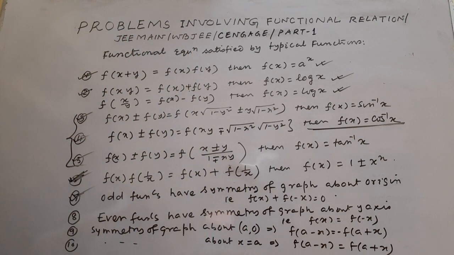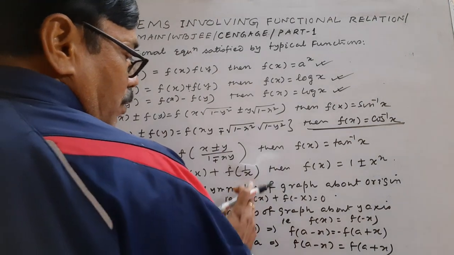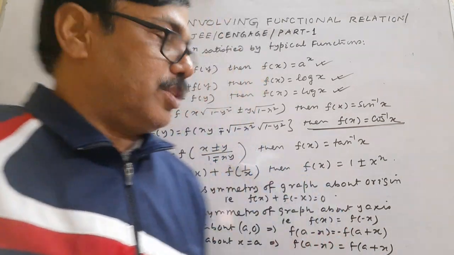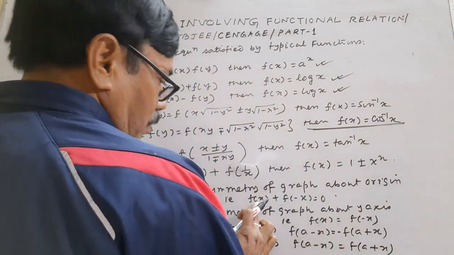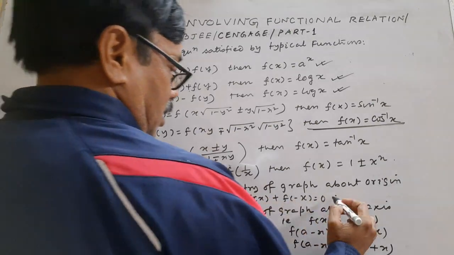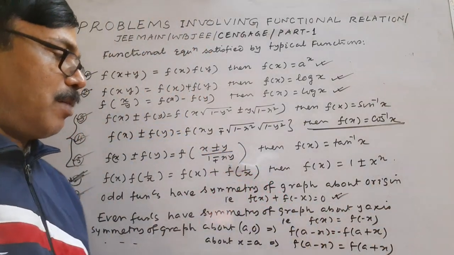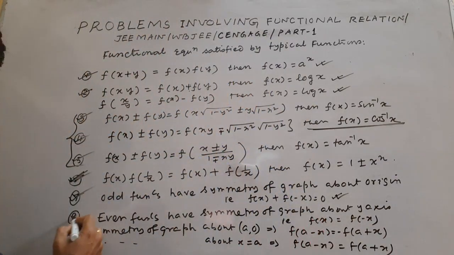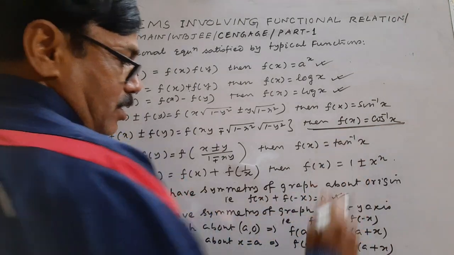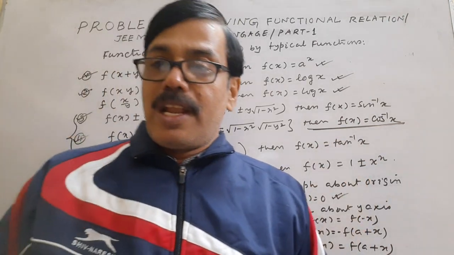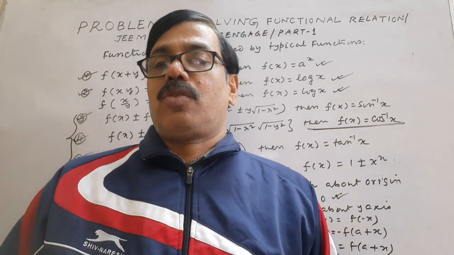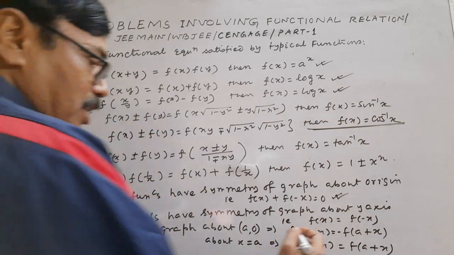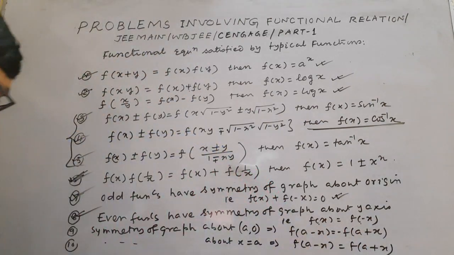Problem number 7. An odd function has symmetry of graph about the origin. What is an odd function? f(x) equals minus f(minus x). So if a function has symmetry about the origin, then it is an odd function. An even function has symmetry about the y-axis. That is, if we replace x by minus x, the function is not changed. It is symmetry about the y-axis, so f(x) equals f(minus x).